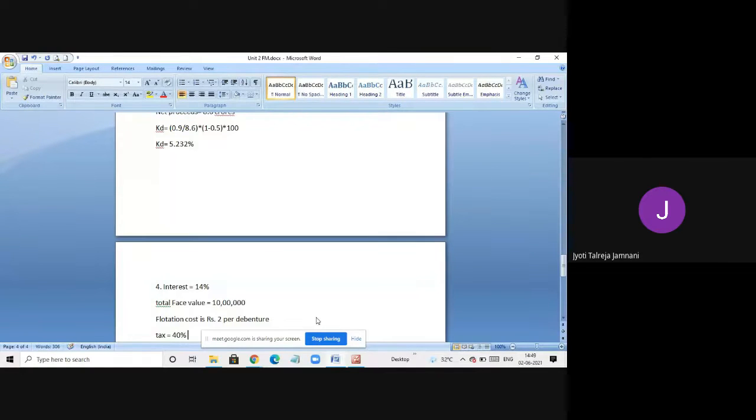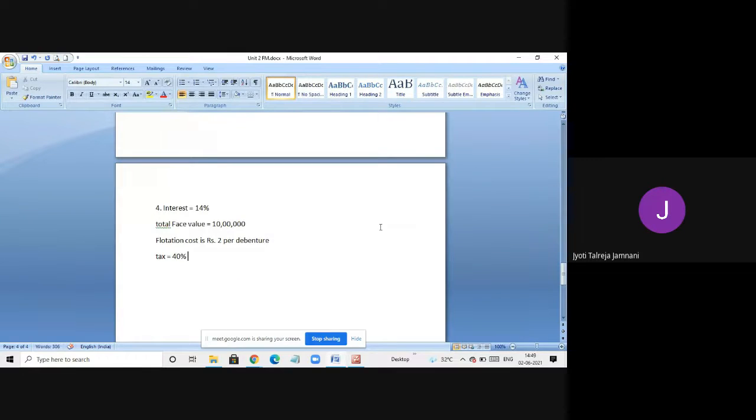Now all of you see what is the difference in this sum. In previous sums, for flotation cost they had given a percentage. So whatever was the total value of debentures, on that we calculated the percentage and got the total flotation cost. But here they have told flotation cost is rupees 2 per debenture, so for every debenture you deduct 2 rupees as flotation cost. We cannot take total face value because you cannot do 10 lakh minus 2 rupees.